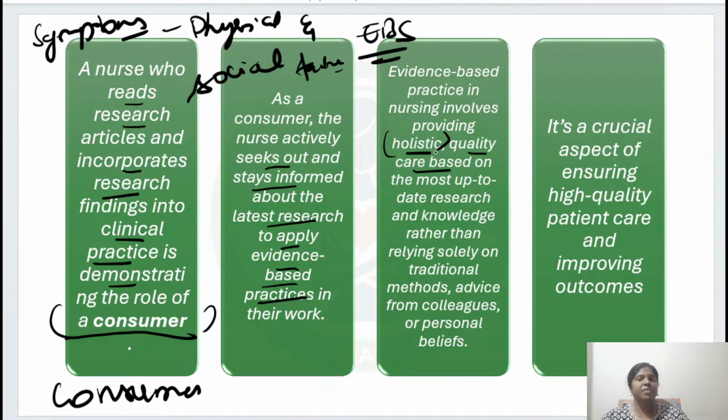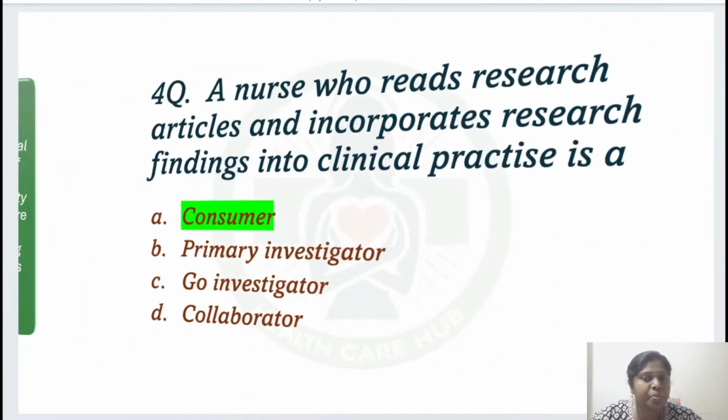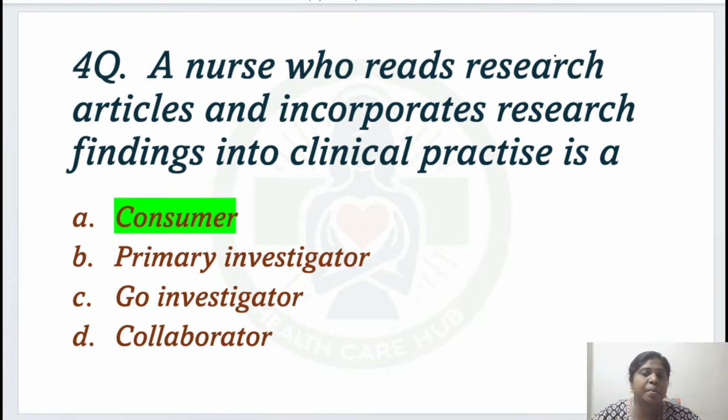So, in evidence-based nursing, we will be including holistic, quality care, and up-to-date knowledge rather than the traditional methods, and we should not rely only on advice from colleagues or personal beliefs. It is a crucial aspect of ensuring high quality patient care and improving outcomes. So, understood about evidence-based practice and the consumer. Here the nurse acts as a consumer and she incorporates evidence-based services into nursing.